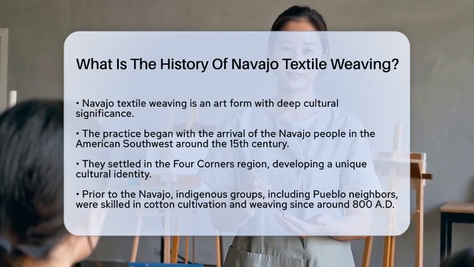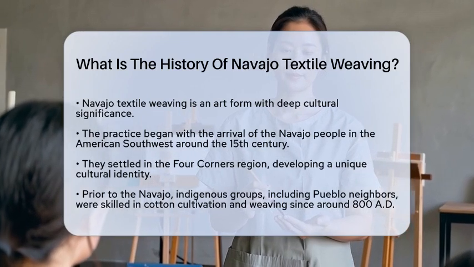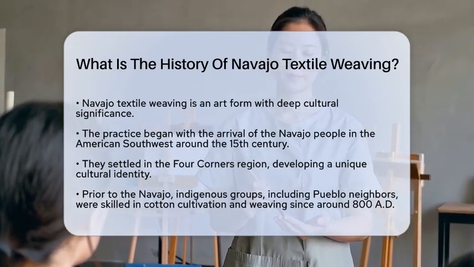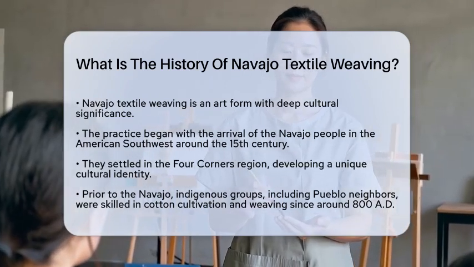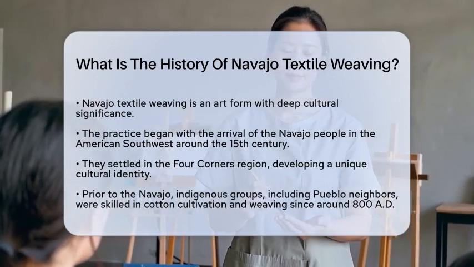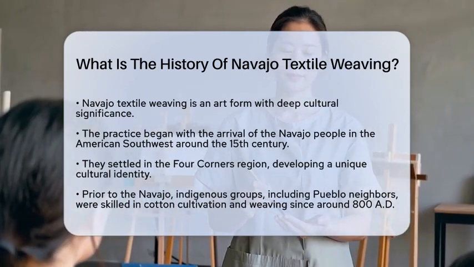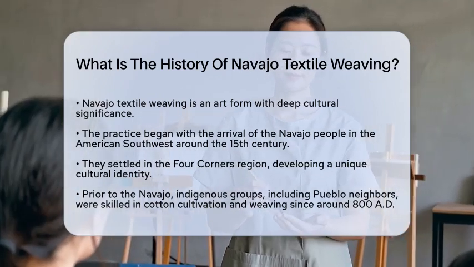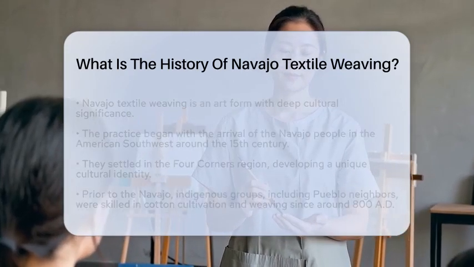The roots of Navajo textile weaving trace back to the migration of the Navajo people, who speak an Athabascan language. They arrived in the American Southwest from Canada around the 15th century. Settling in the Four Corners region, where Arizona, New Mexico, Utah, and Colorado meet, they began to develop their unique cultural identity. Before the Navajo arrived, many indigenous groups, including their Pueblo neighbors, were already skilled in growing cotton and weaving textiles. This practice dates back to around 800 AD.